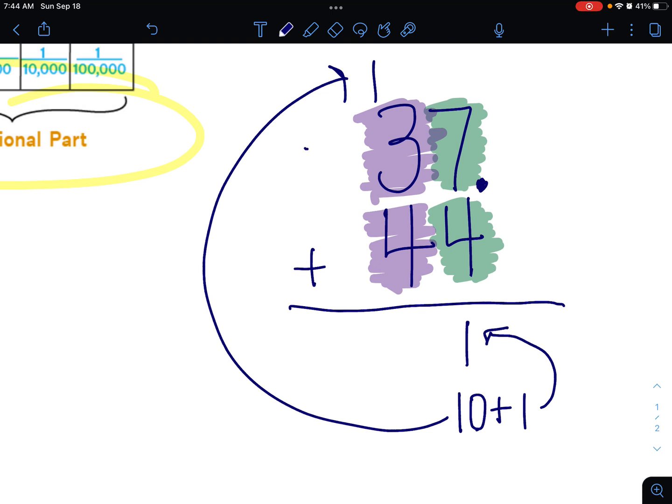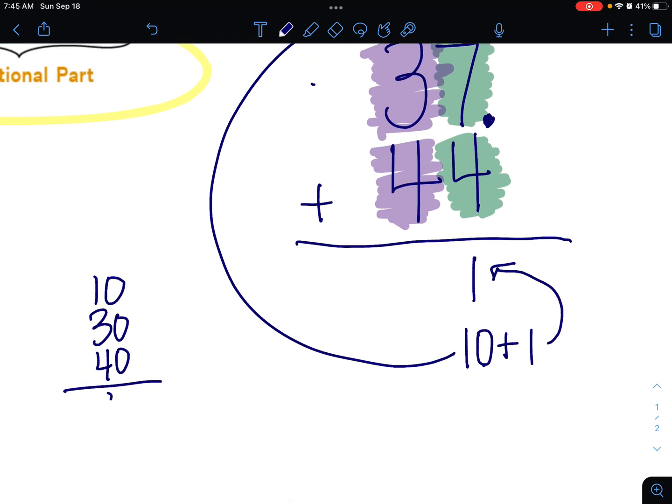So now this is really like 10 plus 30 plus 40. Even though we're doing 1 plus 3 plus 4, we have to think about it in terms of its place value. It's in the tens place, so it's really 10 plus 30 plus 40. And 10 plus 30 is 40, and 40 plus 40 is 80. So this is really 80. Since it's in the tens place, I'm just going to put an 8 there, because an 8 in the tens spot means 80. So my answer is really 81.